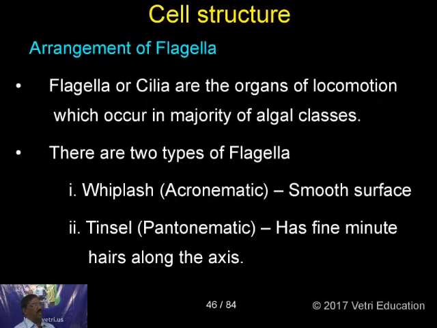The flagellar arrangement is also an important criterion for algal classification. The flagella or cilia are generally organs of locomotion and occur in the majority of the classes. Flagella are classified into two types. Number one, whiplash, that is the smooth type of flagellum, and the second one is the tinsel type. The tinsel type has minute small side hair-like structures. These are called mastigonemes.